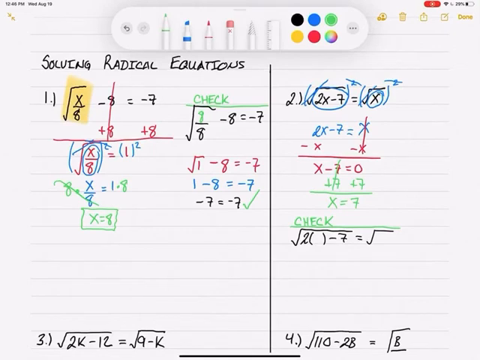Again, I want to check to make sure that I'm right. So I'm going to plug in my answer, which I'm saying is 7. I'm going to simplify what's inside the radical first. I have the square root of 14 minus 7 equals the square root of 7. 14 minus 7 is 7, so the square root of 7 should equal the square root of 7. And what do you know? It does. So that means my answer was correct.